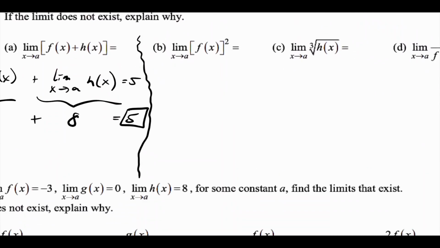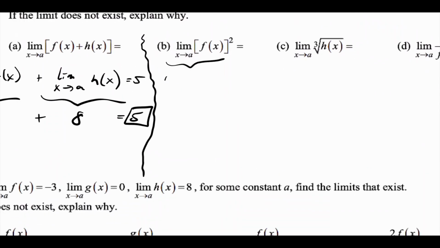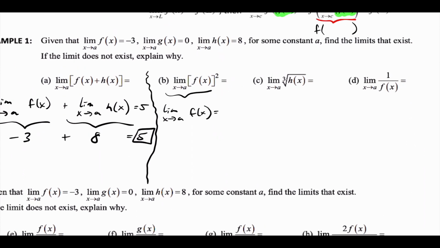So the first thing we're going to do is find the limit as x approaches a for f of x. Again, they told me that answer. It's -3. And then they said take that answer and square it because it's squared, right? The power is 2. -3 times -3 is +9. So the limit is 9.